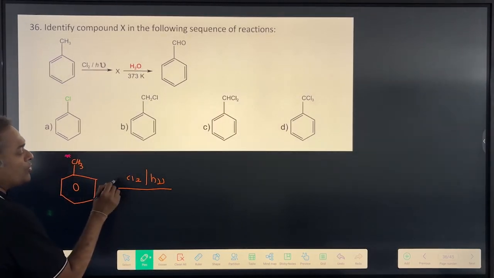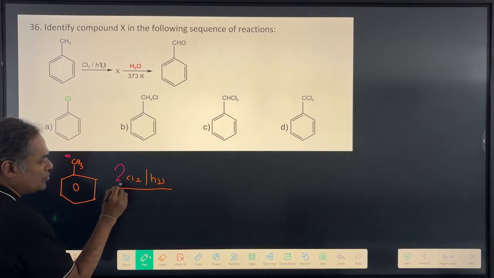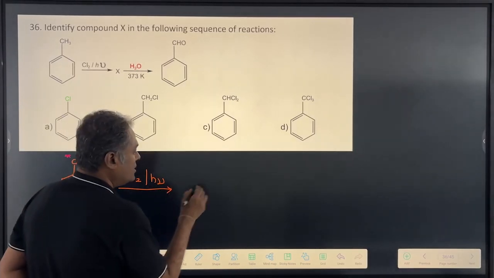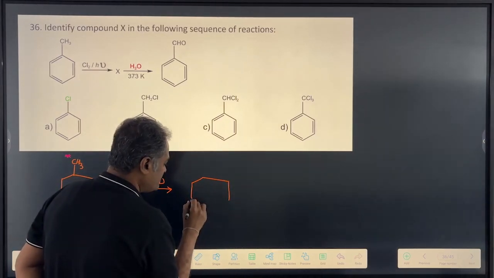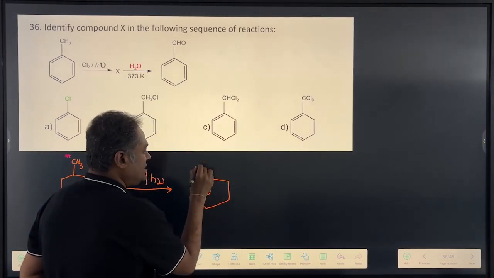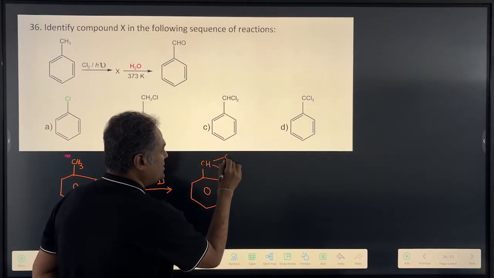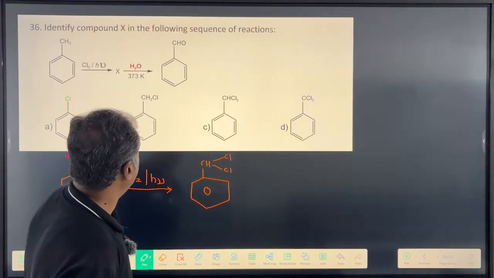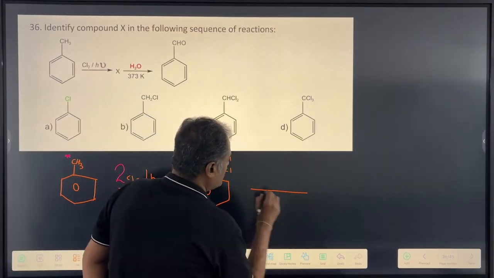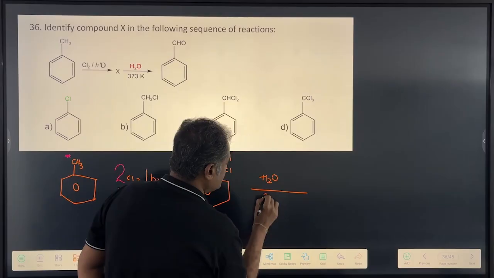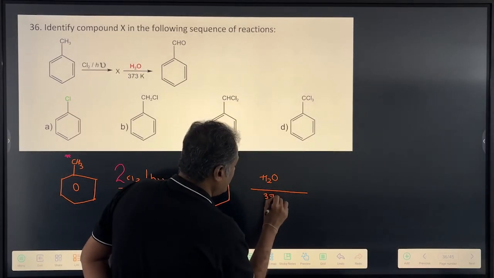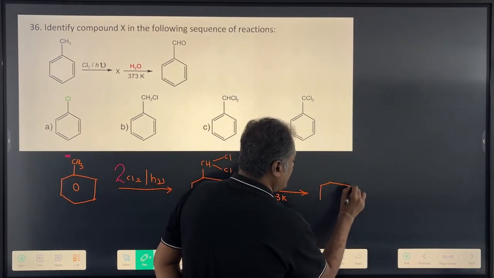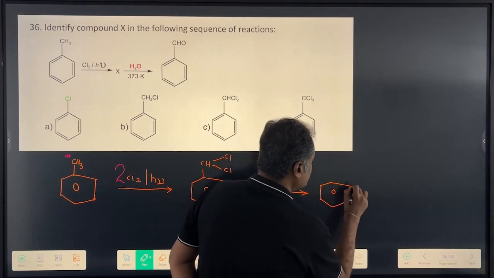So here chlorination can take place, and since we are carrying out the reaction with 2 moles, the product obtained would be CHCl2 attached to the ring. This compound is known as benzyl chloride. Later, on hydrolysis when heating is done at 373 Kelvin, the product obtained is the aromatic aldehyde called benzaldehyde.